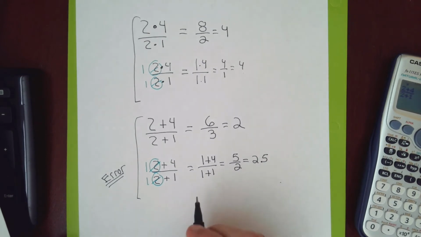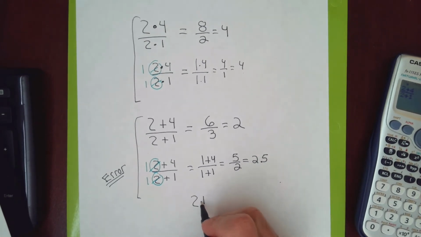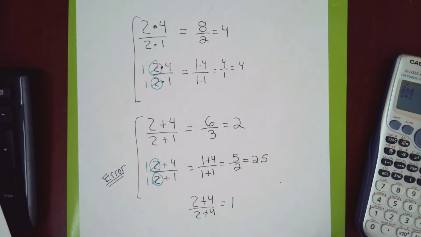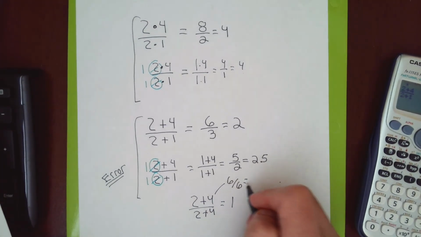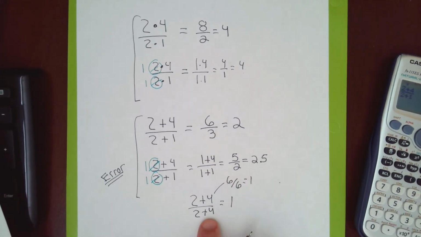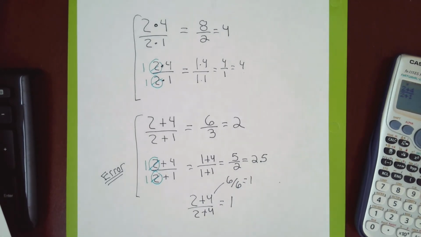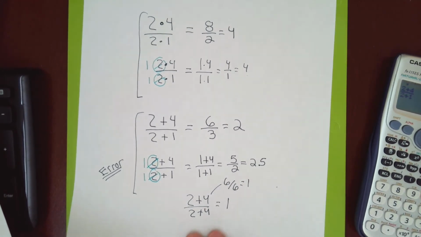This would be the case if I said reduce 2 plus 4 over 2 plus 4. Those are identical, those reduce to 1, because this is really 6 in the numerator, 6 in the denominator, that reduces to 1. Pluses or minuses between terms only can reduce if they reduce to 1. That's hugely important.